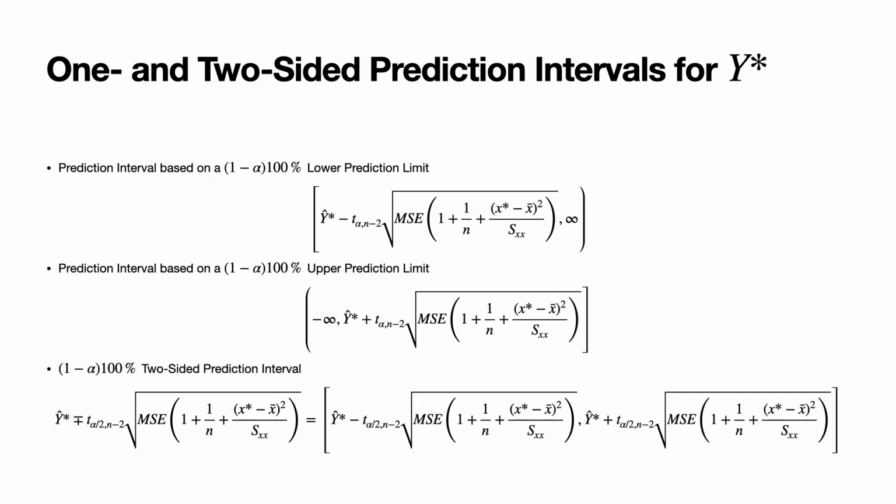Now all three of these can be expressed as confidence intervals. The first, a prediction interval based on a 1 minus alpha times 100% lower prediction limit, would be the interval with lower endpoint equal to that lower prediction limit, and then an upper endpoint that is positive infinity. The prediction interval based on a 1 minus alpha times 100% upper prediction limit has as its upper endpoint that upper prediction limit and a lower endpoint of minus infinity. And then finally, the 1 minus alpha times 100% two-sided prediction interval shown here is the same as it was on the previous slide.